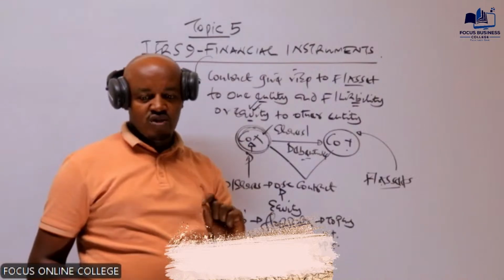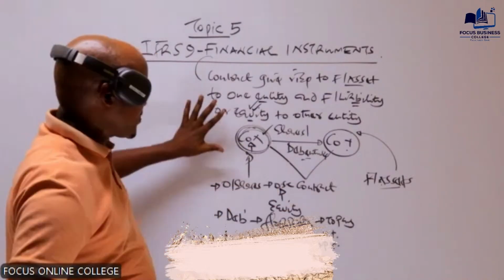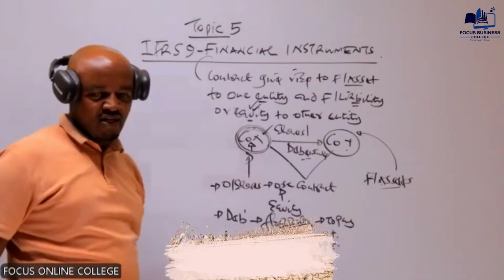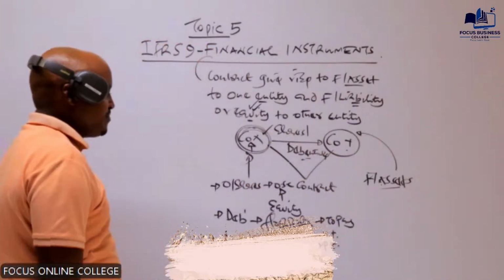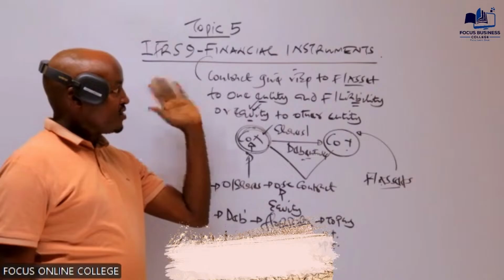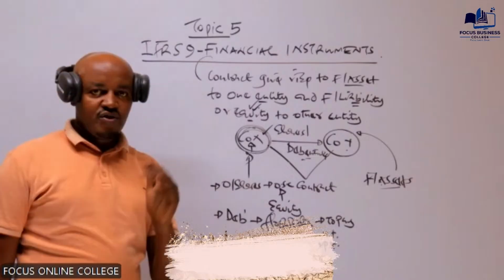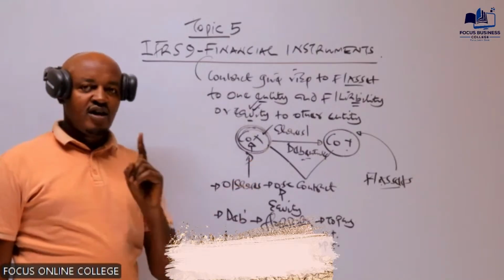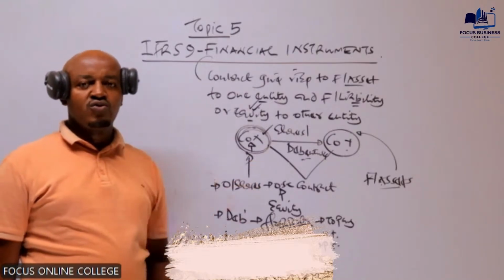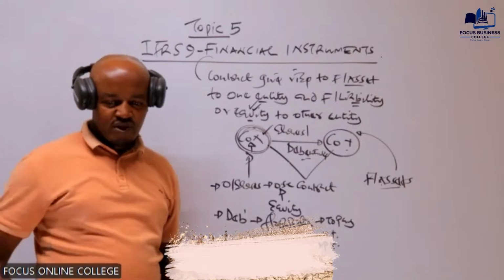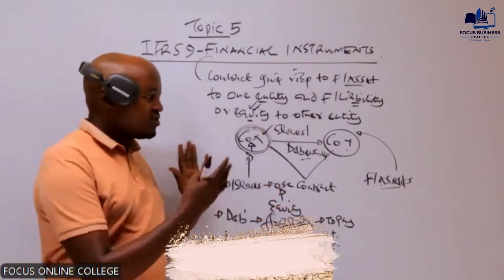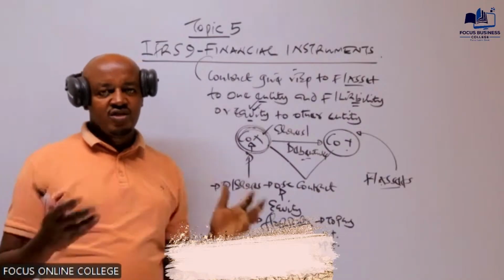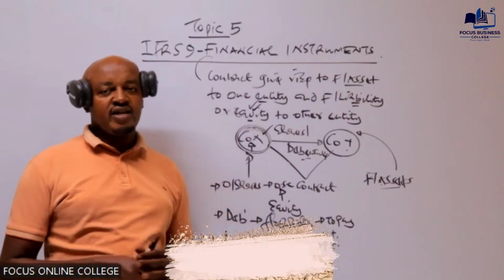And remember, you can see in this particular contract between two companies, company X and company Y, it gives rise to a financial instrument. A financial instrument is a contract which gives rise to a financial asset for one company and a financial liability or equity for another company. That's why we say financial instruments are those securities, including shares and debentures, which are issued by the company.